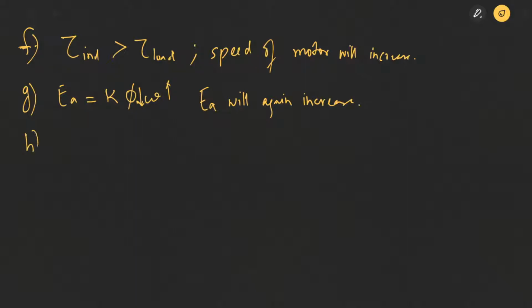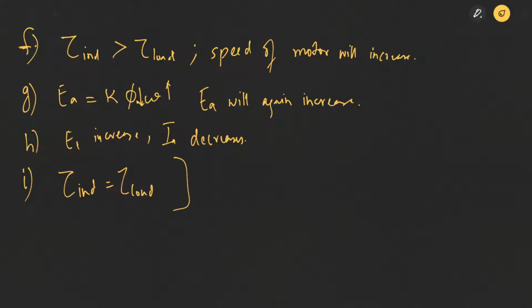EA increase means IA will decrease, and torque induced finally, once IA decreases, will again be equal to the load torque, but at what expense? At the expense of increased speed. So this balance has been achieved back into the system only because the speed of the motor has increased.